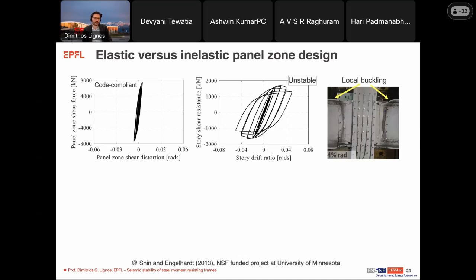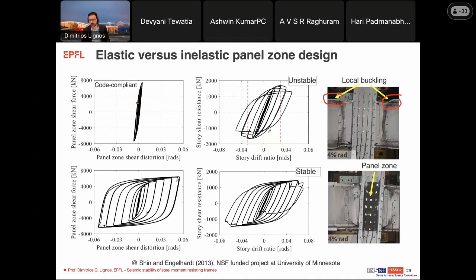There has been recent work by Professor Engelhardt at the University of Minnesota, where he also highlighted the difference between cases where the panel zone remains elastic, and here you have a code compliant case where the panel zone remains elastic, but when you are looking here at the story shear resistance versus story drift ratio, you see that at a drift level on the order of 2.5 to 3%, we start having unstable behavior, primarily because here you see that the beams would experience local buckling, and because of these inelastic distortions, essentially you're going to have strength degradation.